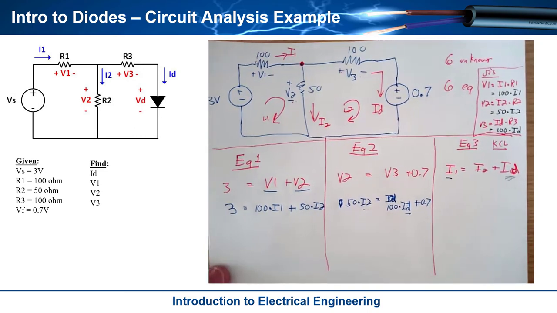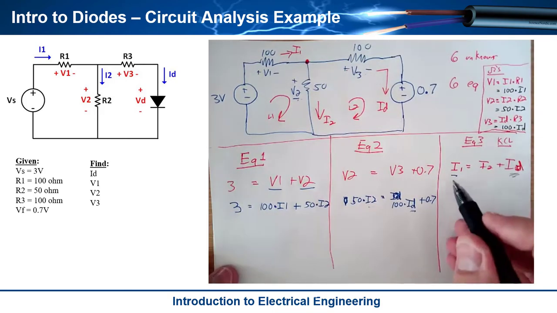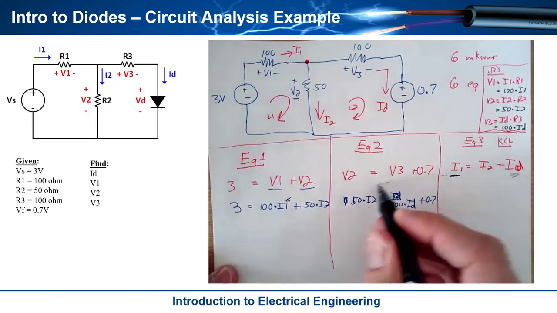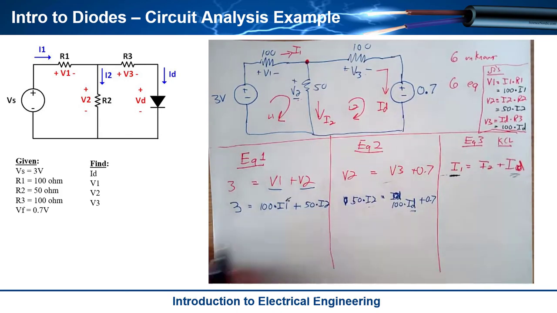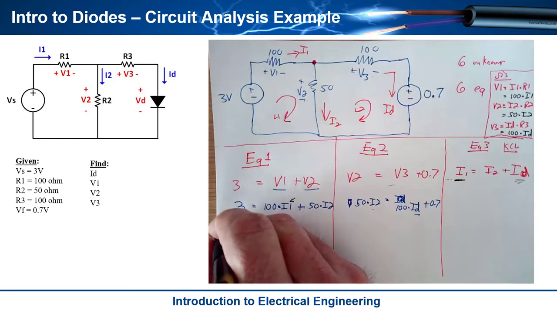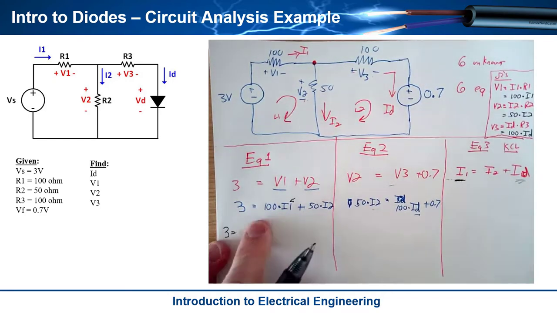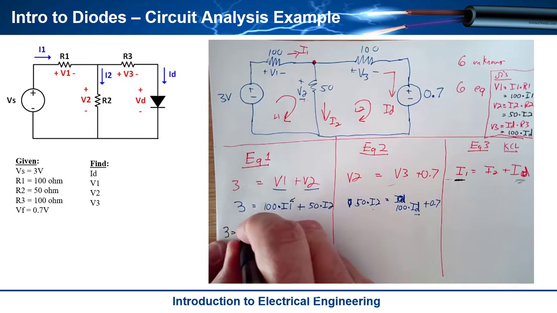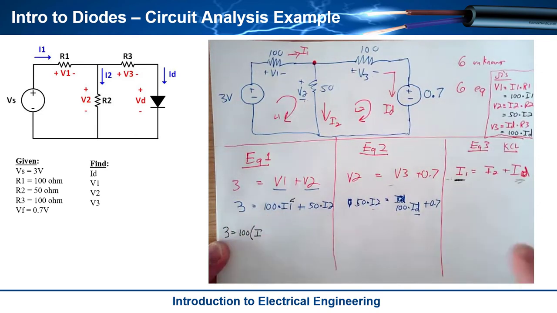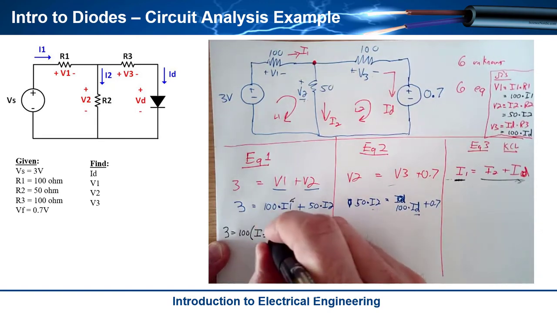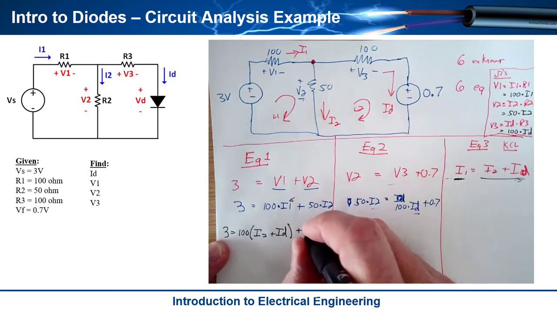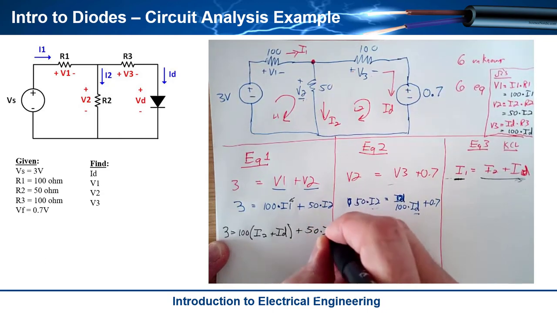So let's watch it. Here I go. I'm going to take this right here and substitute it into this one right there. I'm going to give myself a little bit more room because now it's starting to expand in terms of the numbers and variables I have. So I'm going to say 3 is equal to 100 multiplied by this expression right there, I2 plus ID, and then plus 50 times I2.